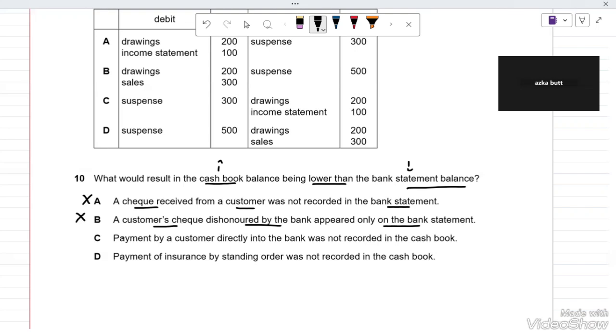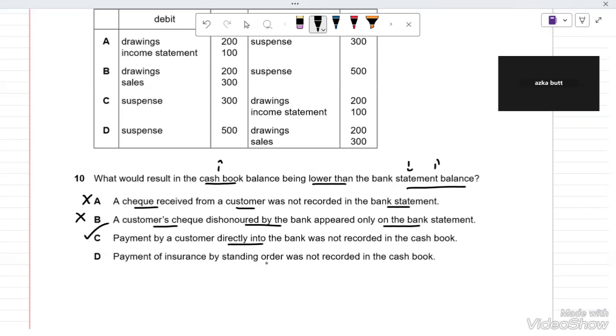Okay, and let's see C. Payment by a customer directly into the bank was not recorded in the cash book. In this case, the cash book balance will be lower because we didn't record it in the cash book, as this is a direct payment. It is directly transferred into our account in the bank. So the bank balance will increase, but the cash book will not increase. So C seems to be the right option, but let's see D also.